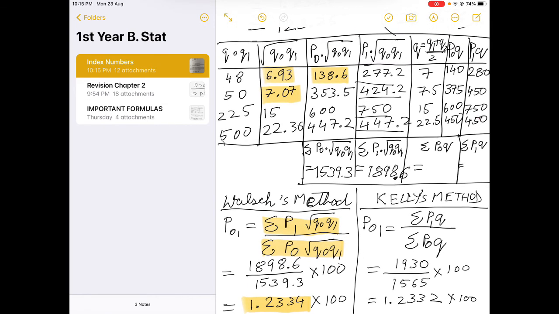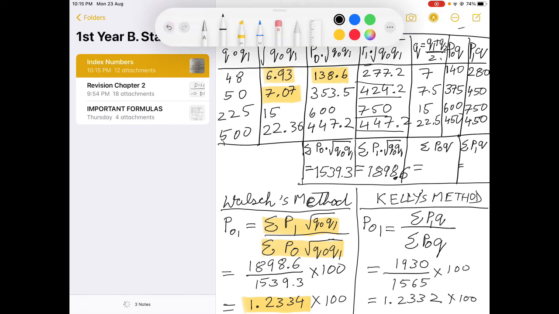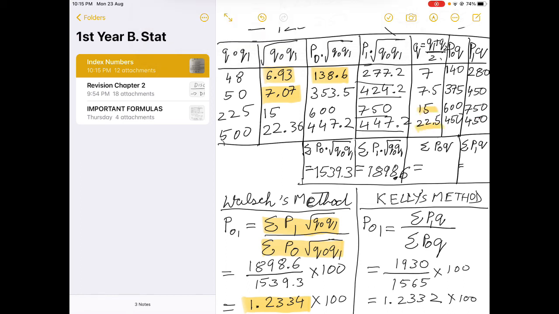Alright. Now Kelly's method is a slight difference. Instead of taking geometric mean, we are taking arithmetic mean. So very similar concept, but just the type of mean is different. So here, the arithmetic mean of the two quantities Q0 and Q1. Sorry, the labeling is a bit wrong. It should be Q0 and Q1. So once we take the 2 years quantities and we calculate the average of them, the arithmetic mean, we get 7.5, 15 and 22.5. Then we multiply with the prices of 2005 and 2009 to get the last two columns.